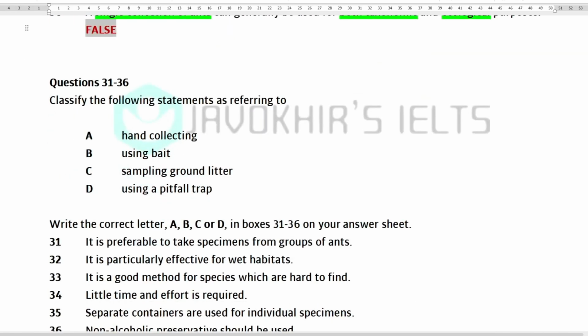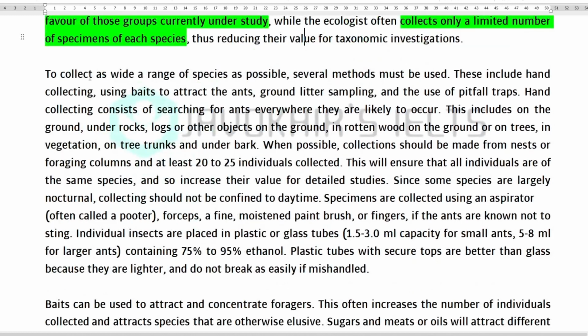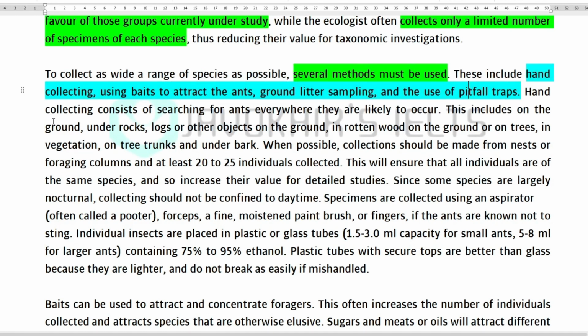Now, hand collecting and stuff like that, you have to read more. To collect as wide a range of species as possible, several methods must be used. These include hand collecting, using baits to attract the ants, ground litter sampling, and use of pitfall traps. There we go, you have everything in one place. Hand collecting consists of searching for ants everywhere they are likely to occur.